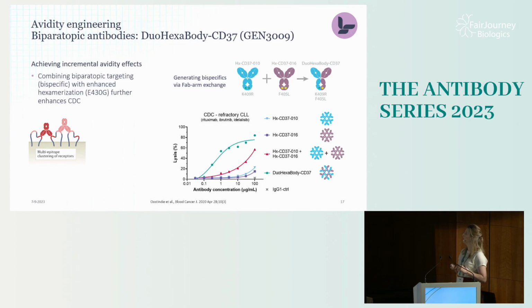We tested it on B cells from patients that are really refractory to a lot of lines of therapy, including CD20. And we actually found that this dual hexabody CD37 molecule, so this bispecific with this E430G mutation, really was the most potent in activating complement compared to every other format that we tested. I'm here illustrating 3 others, so the combination of 2 CD37 antibodies against the 2 epitopes and the single ones. And we really consistently saw this across different patient samples.